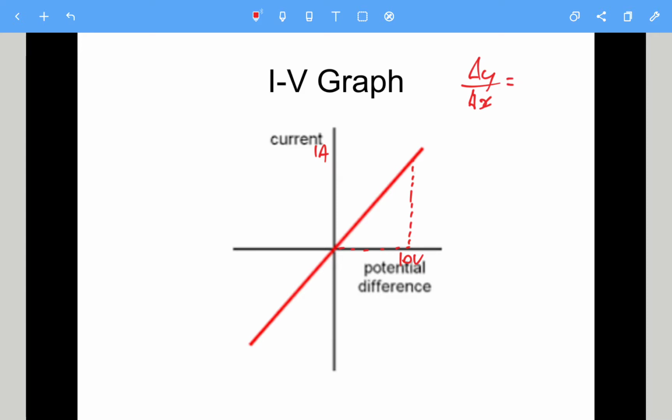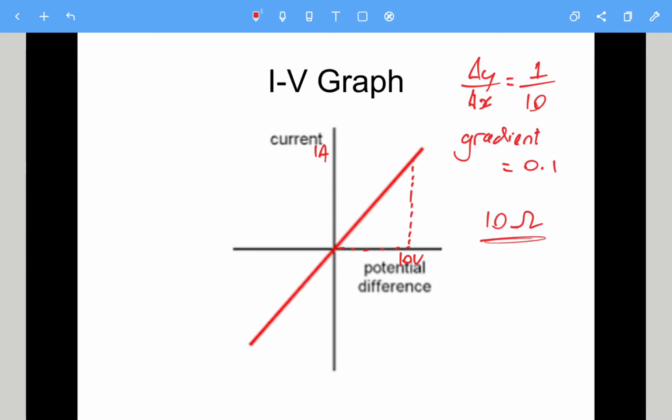So the change in y in this instance is simply 1 amp, divided by the change in x, which is 10 volts. Obviously, we just made these numbers up. So that gradient, 1 divided by 10, is equal to 0.1. Now, what we can get from this, if we do the inverse of the gradient, so 1 divided by 0.1, we get a value of 10. And that would be the resistance of the device.